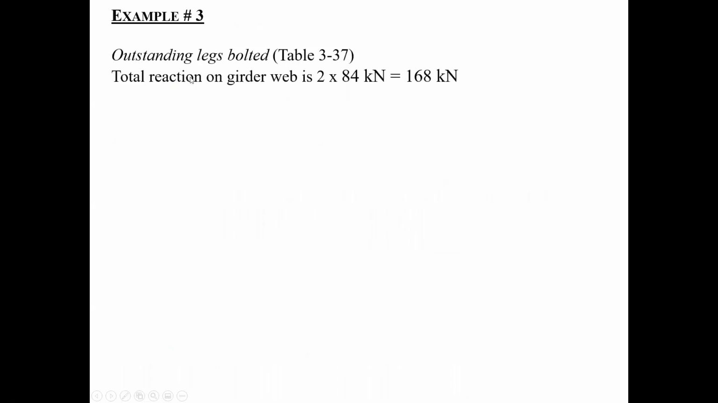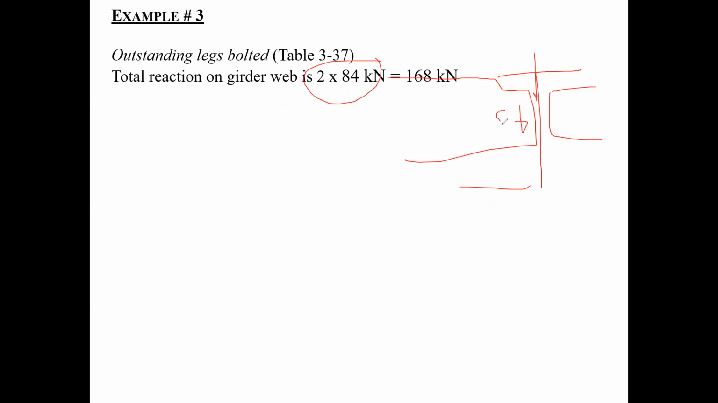Now, the total reaction on the girder, of course, is twice. In other words, you have to keep in mind, here's my girder like this. The beam is coming into here like this. Therefore, on the girder itself I get 84 from this side, 84 from that side. Therefore, on the girder itself, I end up getting 168. So that's what you have to keep in mind.